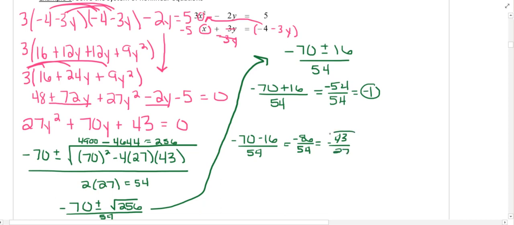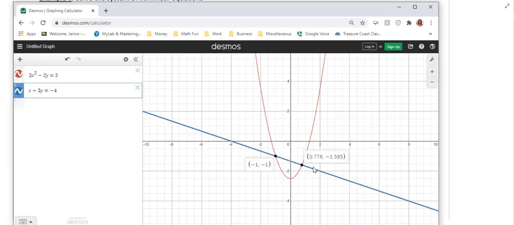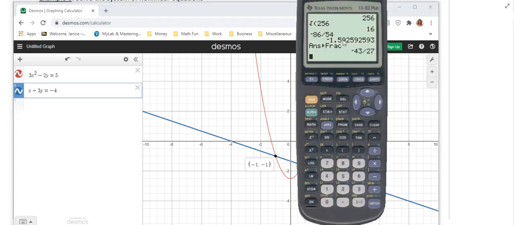Okay, so what we've gotten here is we have found the y values. The two y values for both of the intersections of our parabola. So we found these y values here. Negative 1 for the y value, and then the negative 43 over 27 is negative 1.593. That's what we have here. So now we want to find the x value.